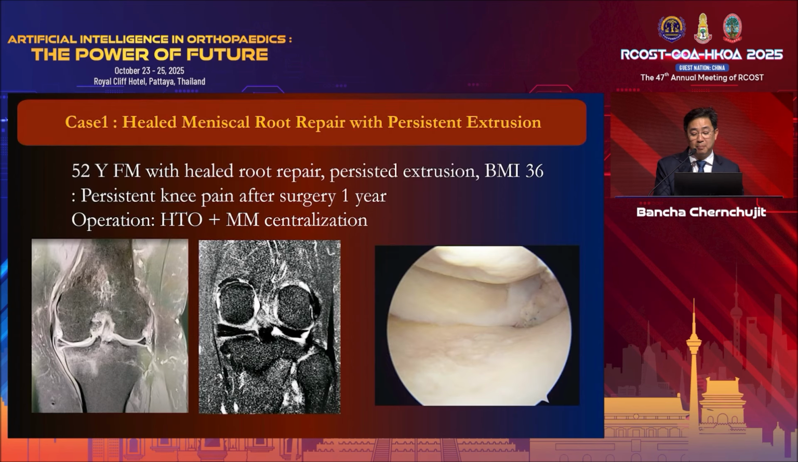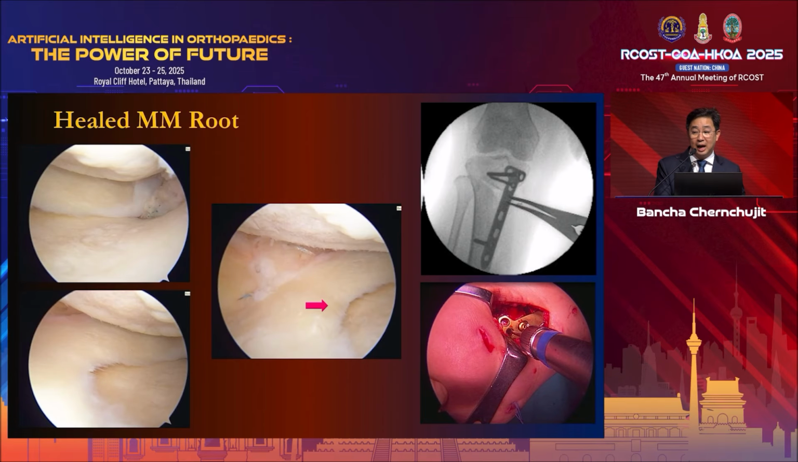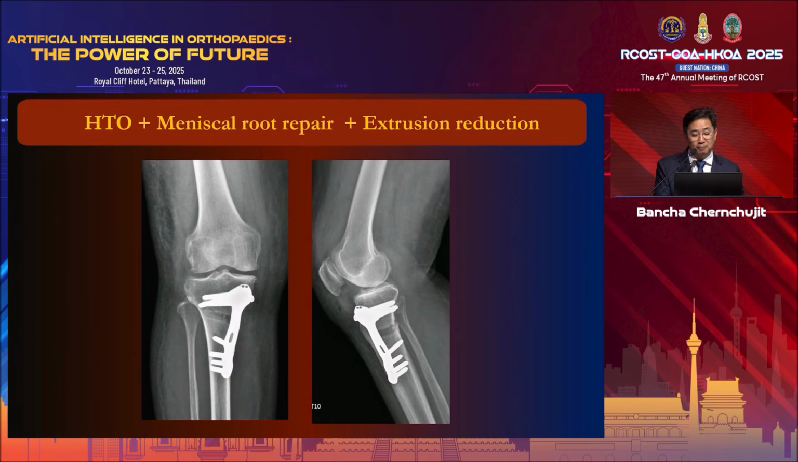Okay, this is a case sample. She's a doctor, 52 years old. The patient had so much pain on the medial side. You see the marrow edema and root tear. I did the root repair for her. She had nice healing, but after that she still had pain, so I needed to come back again to do HTO. From this patient, I learned that high BMI is not a good indication. Once you have high BMI, most of the time you need to correct the axis, okay?